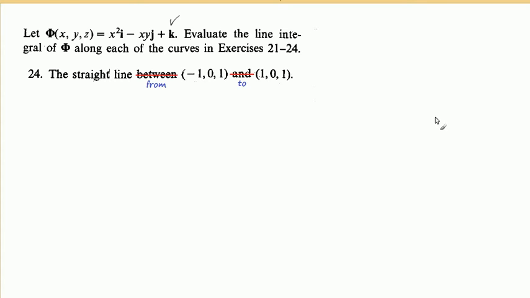Okay? So the main task of this problem is to come up with your own parametrization that begins from -1, 0, 1 and ends at 1, 0, 1. If you just write line between these two, it's unclear which direction we are going, so I specified it here. This is our exercise number 1, if you're not sure.